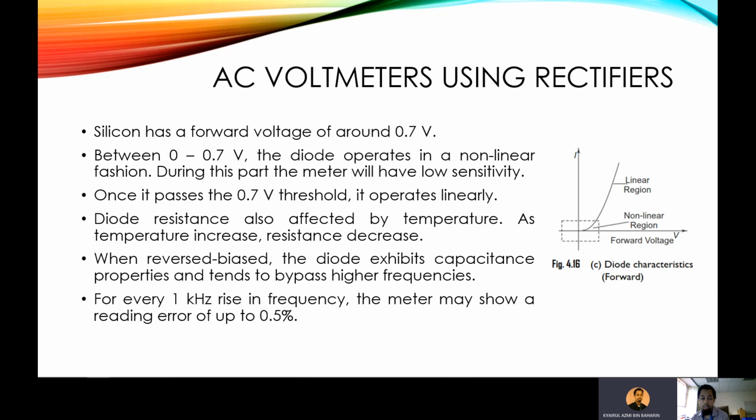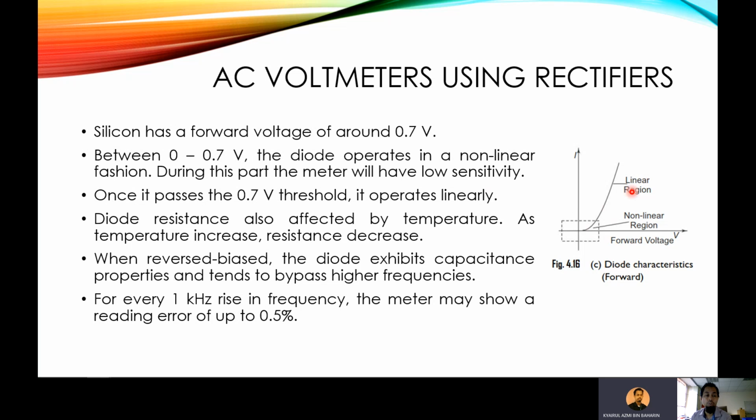So if you look at the graph here, we have the part from the start until the part here, which we call the non-linear region, and afterwards we call it the linear region. For silicon, this non-linear region is the region between 0 to 0.7 volts, the amount of voltage that needs to overcome the resistance of the diode. After 0.7 volts is reached, it is going to operate linearly. That means the more voltage we apply, the more current will flow.